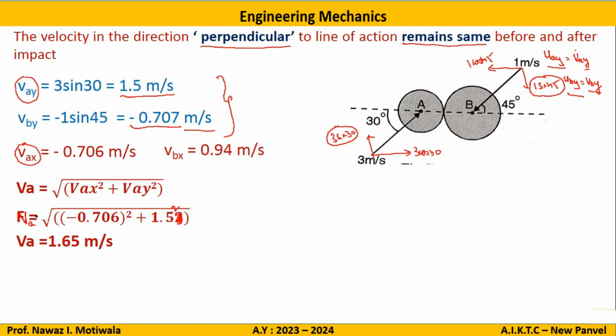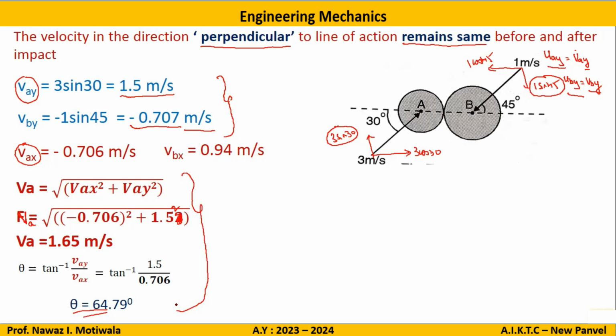Now as velocity is a vector quantity, along with magnitude we also need the direction. So for direction we have theta is equal to tan inverse of VAY by VAX. On substituting the required values, I will get the answer for theta as 64.79 degrees. This thing we have done for finding out velocity of ball A.